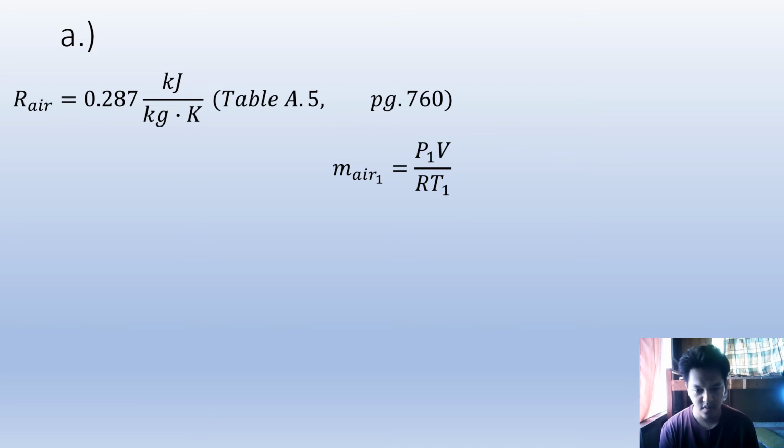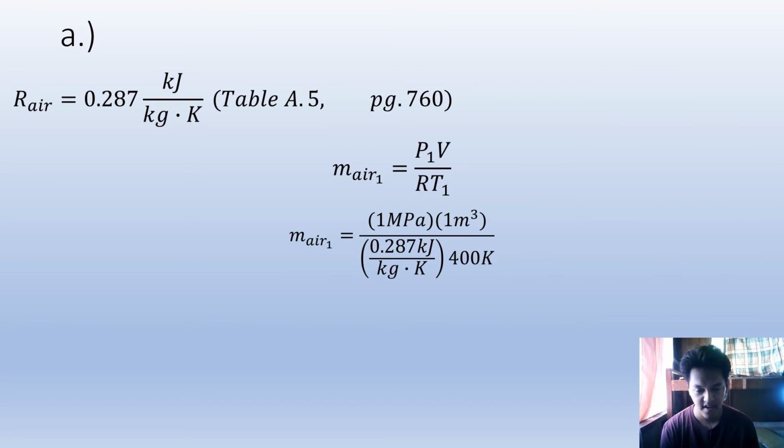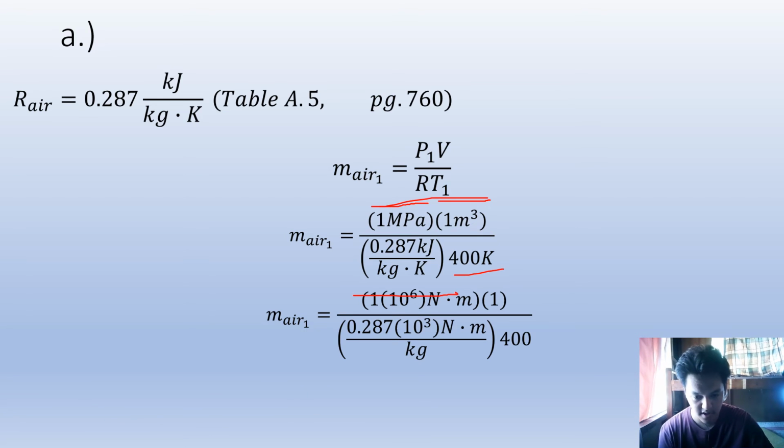The mass in air 1 is equal to the pressure in air 1 times the volume over R times T1. As we put in the given, we have 1 megapascal as the pressure, 1 meter cube as the volume, and below are the R and the T. As we calculate this, we gain the mass in air 1 of 800.71 kilograms.